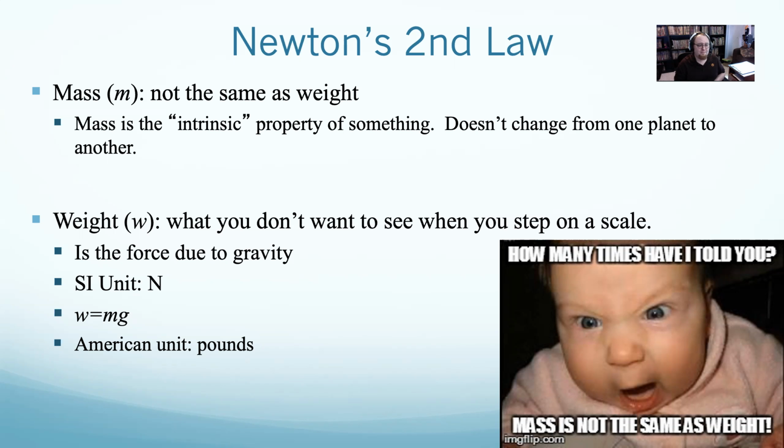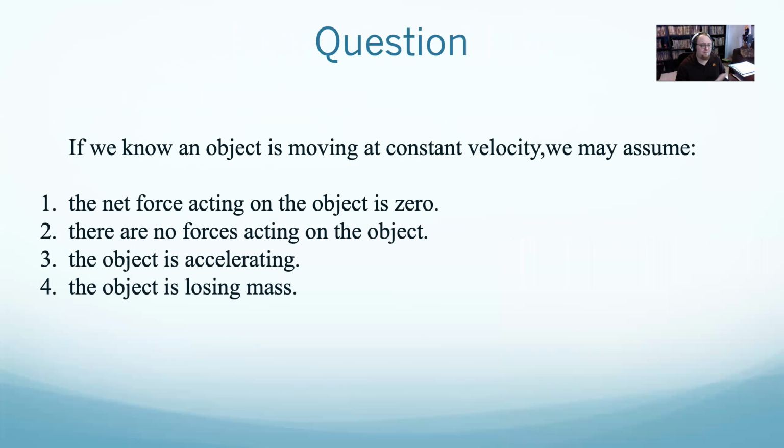Okay? Now, I'm going to ask you guys a question. This question often messes with people, so I just want to make sure everyone's on the same page. The question is, if something is moving at a constant velocity, which of the following is true? The net force acting on an object is 0, there are no forces acting on the object, the object is accelerating, or the object is losing mass.